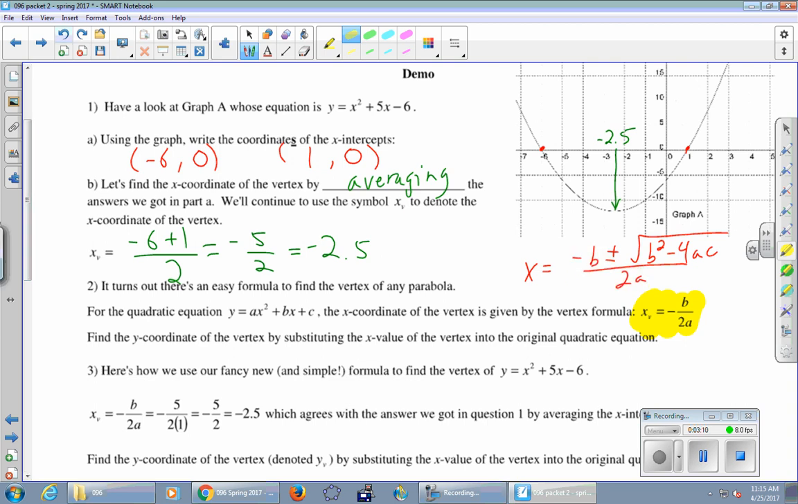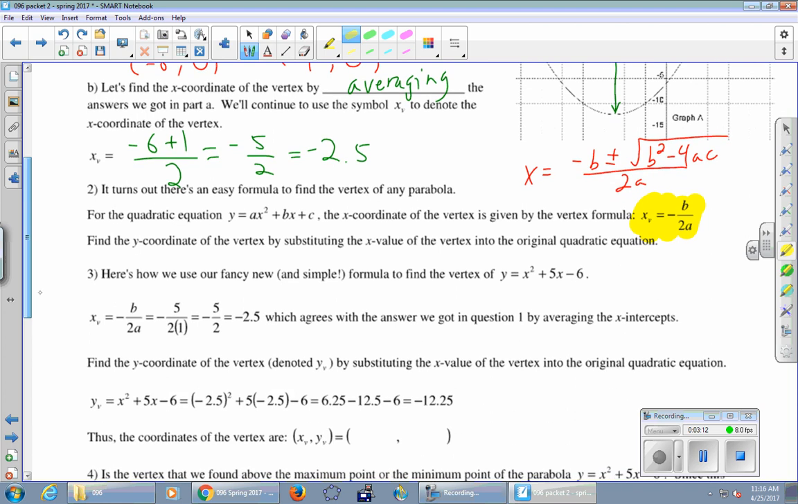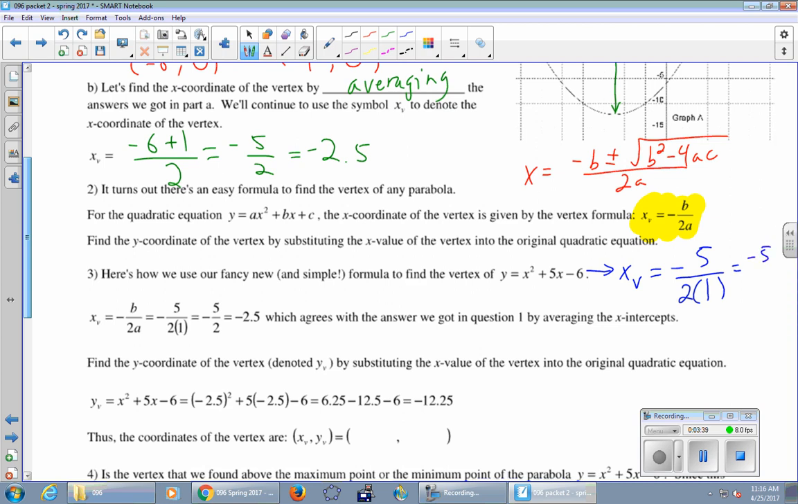Okay, so let's use our brand new formula to find the x-coordinate of the vertex. Here we go. Get this down right here for me. So we do -b/2a, negative. How much is b for this parabola? 5, right? A, B, C, same as before. 5 over 2 times a. How much is a? 1, right? 1x squared. So we get -5/2. Is that right? Is that what we got when we averaged the two x-intercepts?